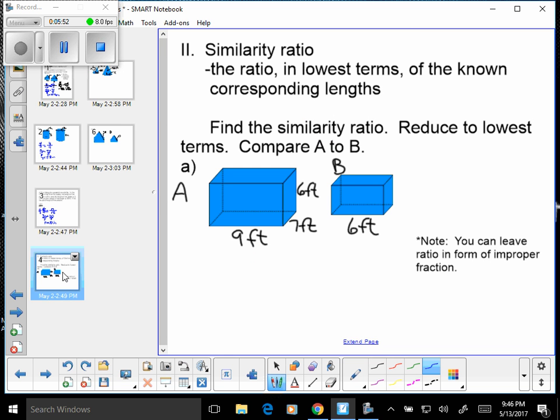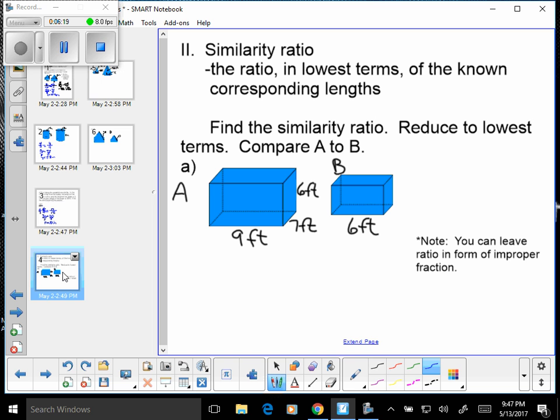In the second part, we are going to find what's called the similarity ratio. And then in lesson 9.9b, we're going to find out how to use that similarity ratio to help us find the area of similar solids and the volume of similar solids. The similarity ratio simply refers to the ratio in lowest terms of the known corresponding lengths.